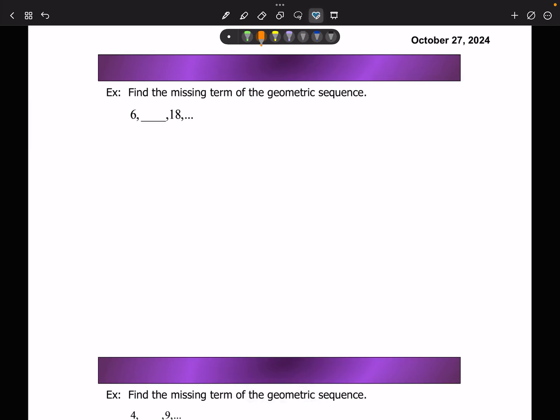In this last video for this lesson, we are going to find missing terms of a geometric sequence. So we have the first term is 6, the third term is 18. We need to find this missing term right here.